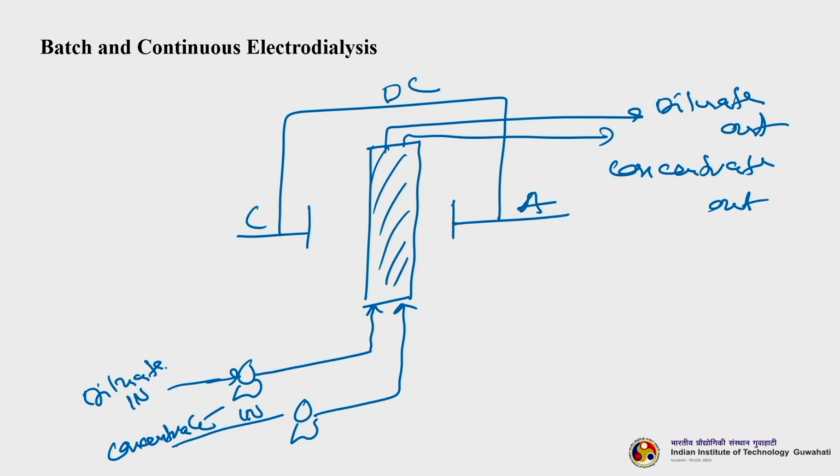It is necessary to assign a certain time and certain velocity of this solution, both dilute as well as concentrate. And it is also important that the residence time inside the electrodialysis cell is enough, so that a proper separation is happening. So, this is how ED can be operated in batch and continuous mode.